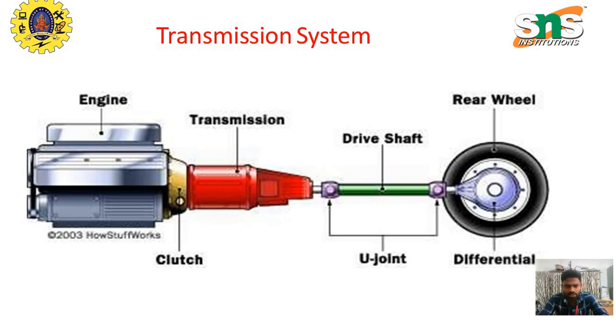Once the fuel burns, it produces heat energy, which is converted into mechanical energy. Then we have the expansion stroke, and next the exhaust. In this way we get the power as the engine output, and then it is transferred to the clutch.